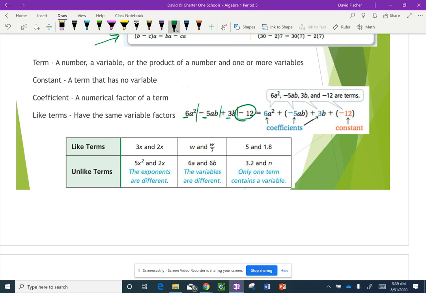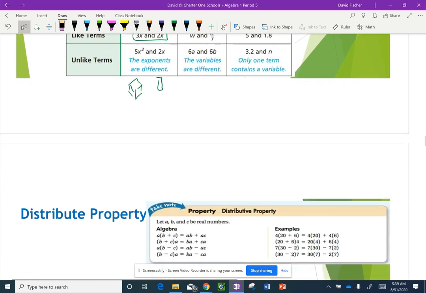And like terms would be like what we reviewed last week. X's can go with X's. X squareds can't go with X's. Again, X squareds are some kind of a square, and we can't put X squareds with these things called X's and say we have 5 of these and 2 of those and we have 7 of something. They have to be the same.